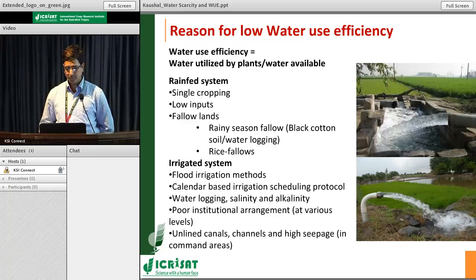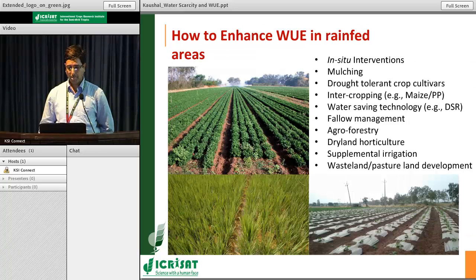In irrigated systems, flood irrigation methods predominate, and they follow calendar-based irrigation scheduling. There are also a number of issues like waterlogging and poor institutional arrangements for water allocations.